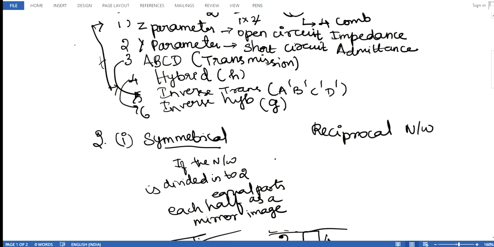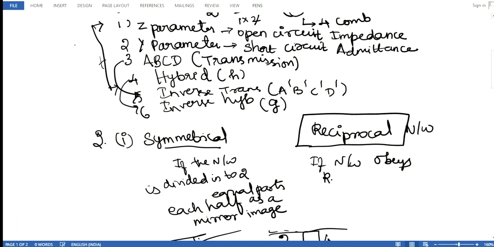What is meant by reciprocal? Have you heard about this word before? Yes, it is in the reciprocity theorem. If the network obeys reciprocity, we can tell it is a reciprocal network. If the network does not obey reciprocity, it is called a non-reciprocal network.